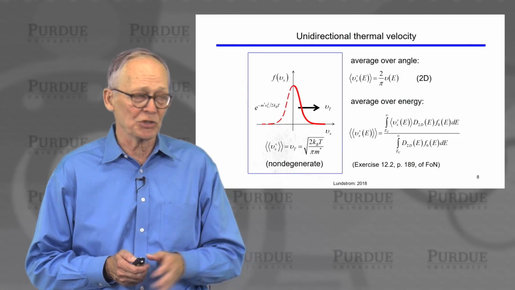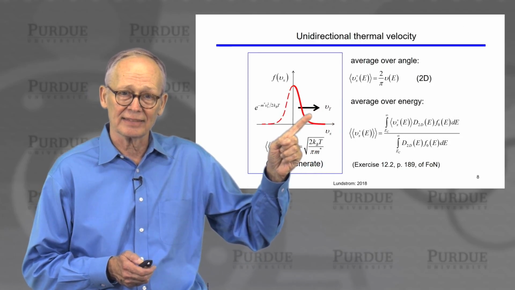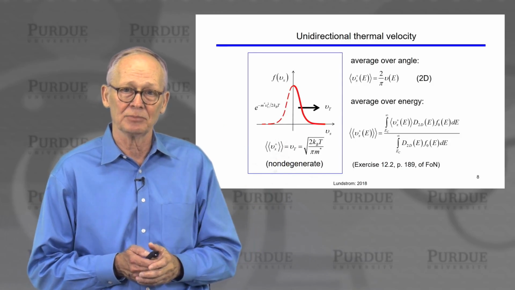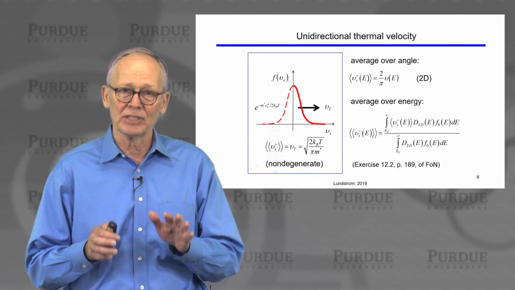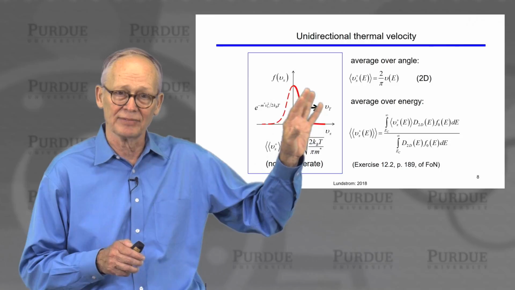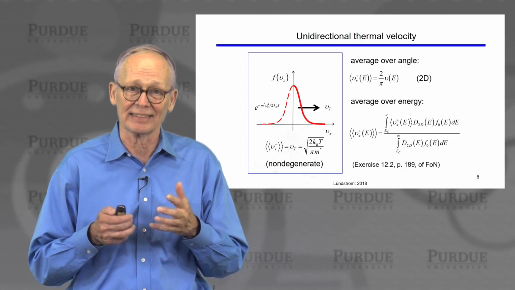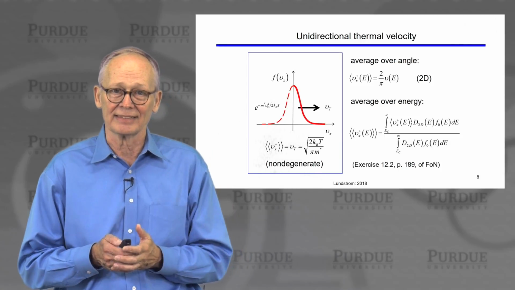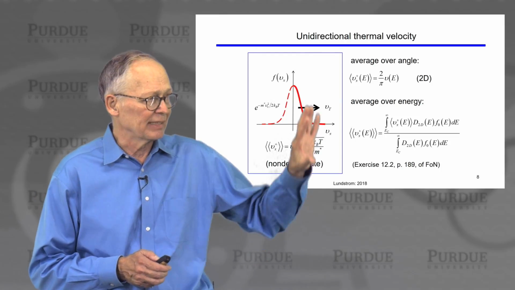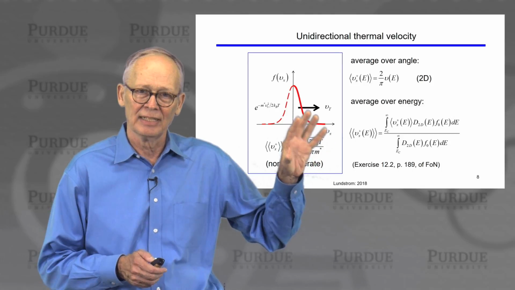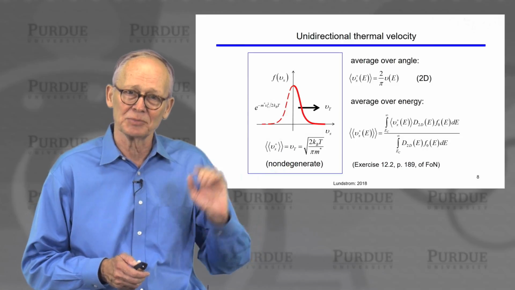Now, if you do that, what you'll find is that the average value of the electrons with a positive x velocity component is equal to square root of 2kT over pi m. It's the average velocity only of the electrons with positive x velocities. Now, of course, the average velocity of electrons with negative x velocities is exactly the same. So the two velocities cancel each other out, and there is no overall average velocity in the x direction. But this is the physical interpretation of the unidirectional thermal velocity, which will occur over and over again in our subsequent discussions.